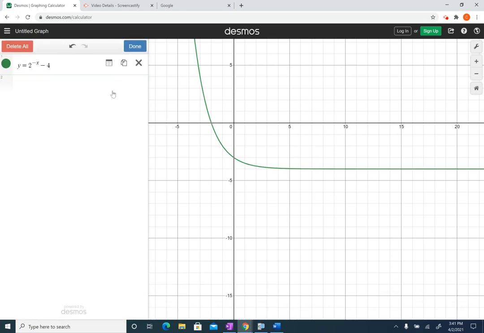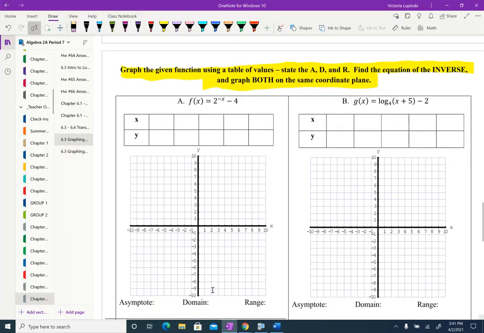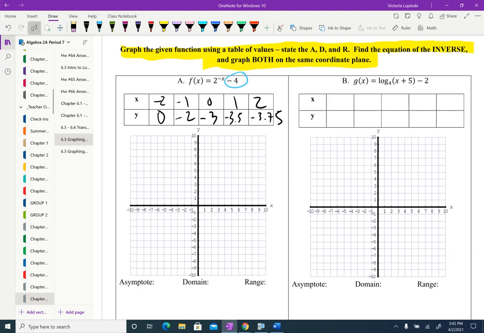If you want to turn this into a table, you're going to press this little edit key. You're going to choose the table option. It always starts with negative 2 to 2, and then you can plug in additional values as needed. So I'm going to take those y values and add them onto my worksheet. If I go back here, I'm going to jot down those ordered pairs. So it was negative 2, negative 1, 0, 1, 2, and the y values were 0, negative 2, negative 3, negative 3.5, and negative 3.75. And then again, things that I know for sure, this big old minus 4, that is where the asymptote is. So y equals negative 4.